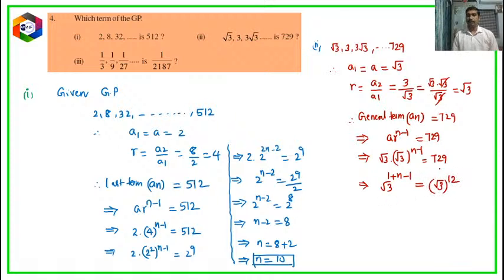3 power 6 is the same as root 3 power 12. Now the comparison is easy. Instead of changing it, you can change it with base 3 also, the same. So plus 1 and minus 1 get cancelled. Root 3 power n is equal to root 3 power 12. Now it is very clear that the bases are equal, therefore the powers should also be equal. So n is equal to 12.